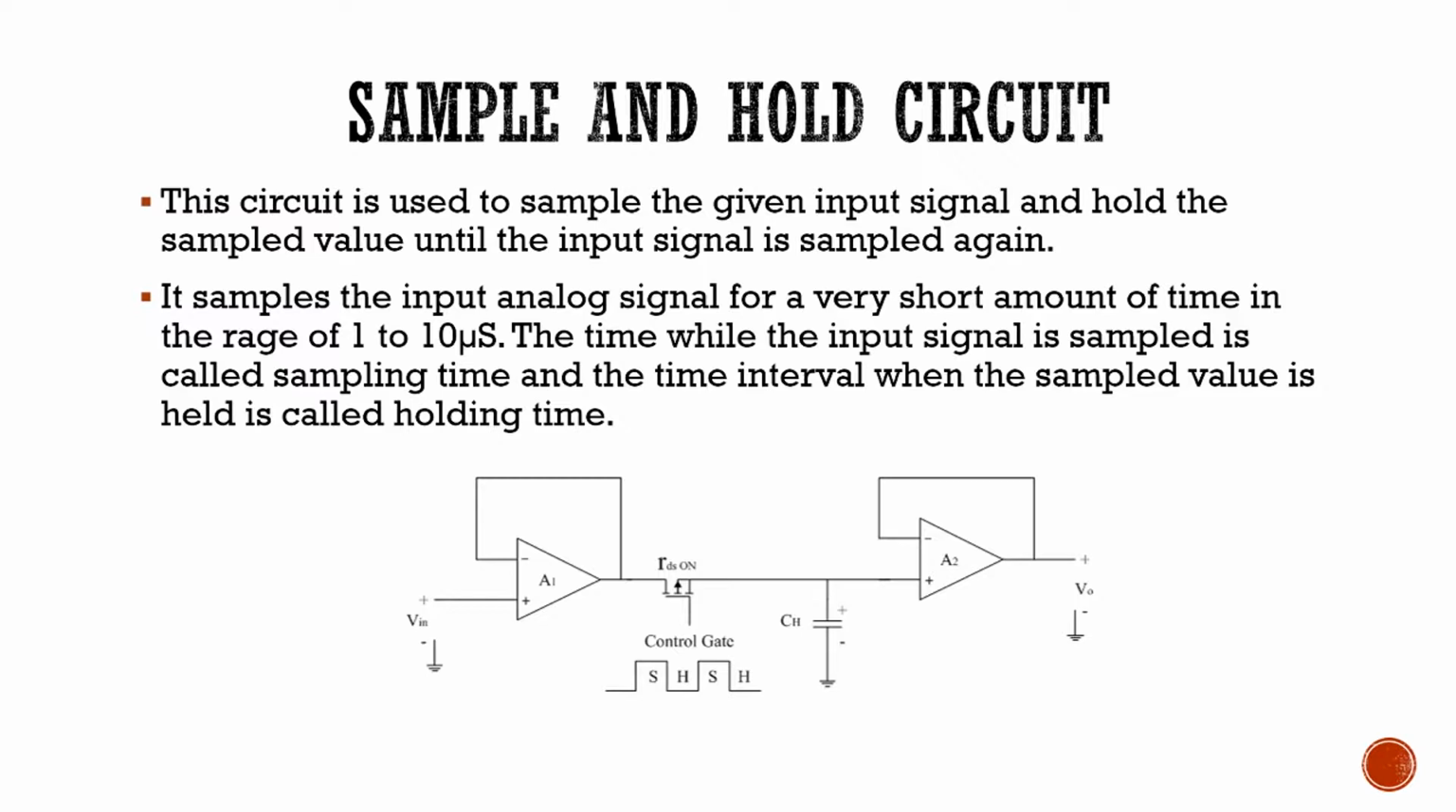During the sampling time, which is represented by S in the switch input signal, the switch is turned on and the capacitor gets charged up to the input signal value. During the holding time, which is represented by H, the switch is turned off and the capacitor provides the output voltage until the beginning of the next sampling period.